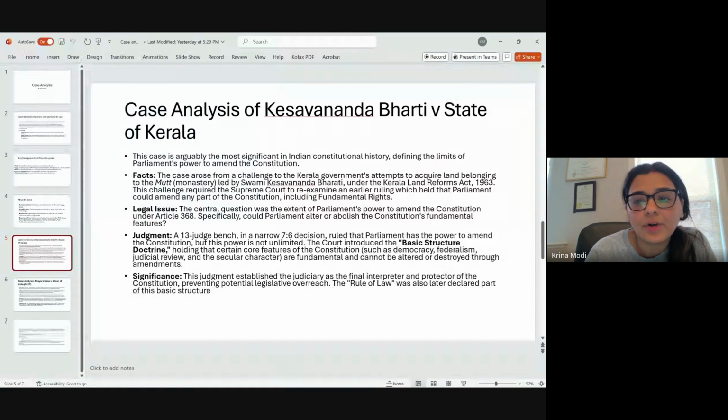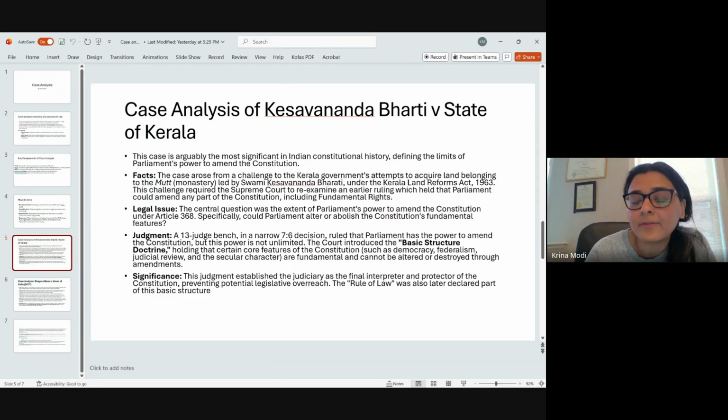So this is how you read the case. You find the facts of the case, the legal issue, the judgment. Here, for the legal issue, you had to read Article 368. You need to know the fundamental rights that are given by the Indian Constitution to its citizens. And then you find the judgment.